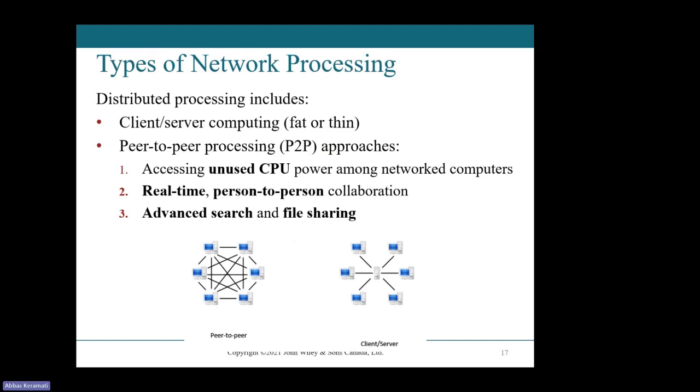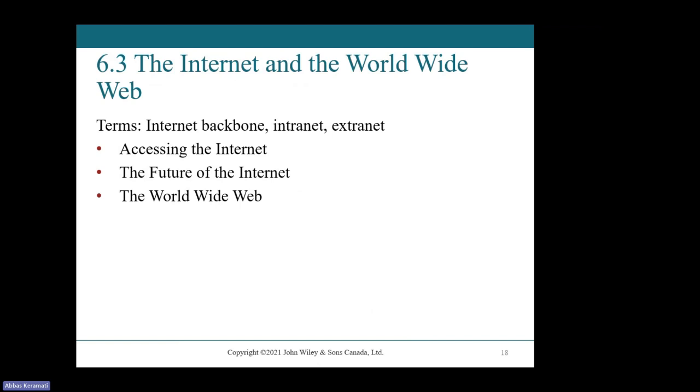Types of network processing: client-server computing, fat or thin, peer-to-peer processing, P2P approaches, accessing unused CPU. So real-time person-to-person collaboration, advanced search, and file sharing are all types of processing in a network. And then what's the World Wide Web? Internet backbone, intranet, extranet, accessing.